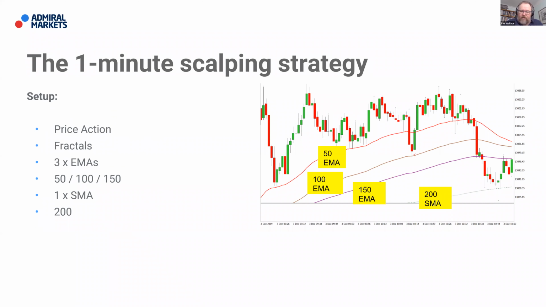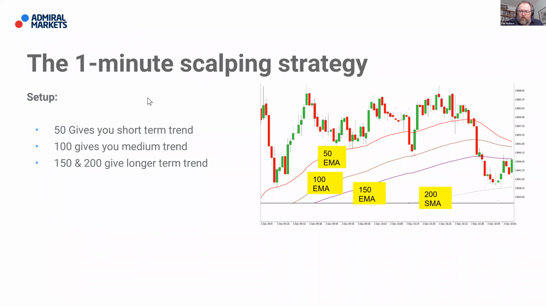So what we're looking at is just using simple price action here, okay? So you're going to be using fractals, which are on the MetaTrader 4 platform. If you don't know what that is, I'll show you where they are in a moment. We're just going to use 3 EMAs, the 50, the 100, and the 150 exponential moving average, and just a simple 200 period moving average as well. So there's four moving averages and fractals, price action, and that's it.